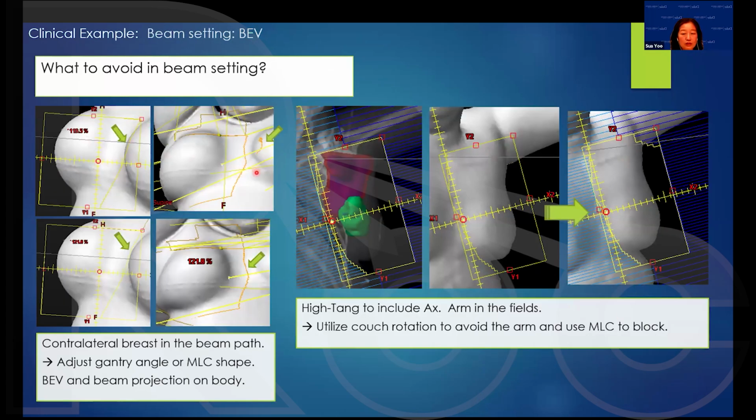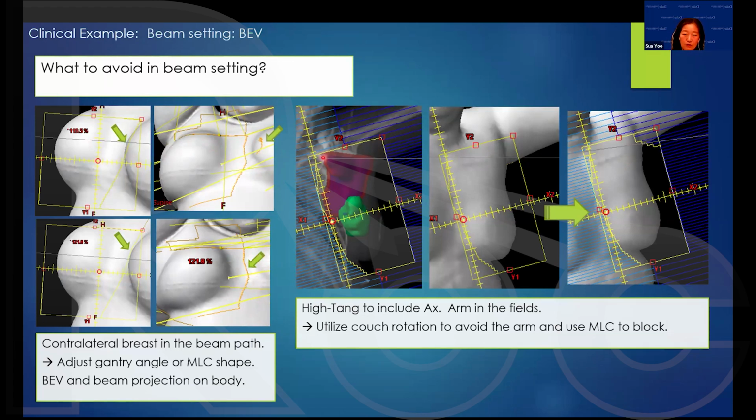Always also look at skin rendering and beam projection. Confirm the matching junction, and whether the beam goes through the other side of the breast or not. This portion, you can catch really easily. If that happens, you have to close the MLC or you adjust the angle a little bit, then you can avoid it. And at the machine, the therapist also should check the light field so that it doesn't go through the other side of the breast.